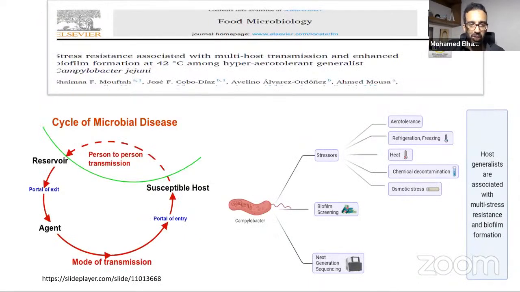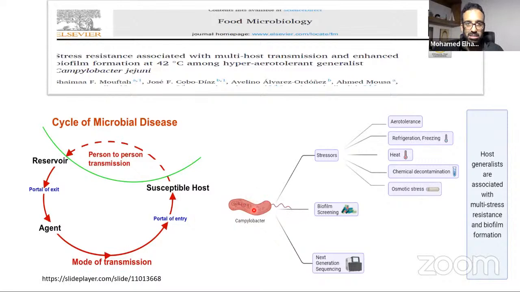These are the outputs of our hypothesis that I'm proudly announcing with my team. We have very good results, and this is one of the publications I personally love. For some reason my name should be here, but I think I just cropped the list of authors, which continues on a second line as well. It is named: stress-resistant associated multi-host transmission and enhanced biofilm at 42 among hyper-infectious generalist Campylobacter jejuni. The title seems a bit complicated, but in theory, we know that Campylobacter is really sensitive to oxygen.